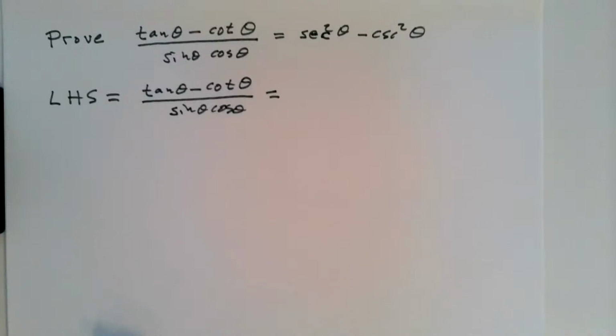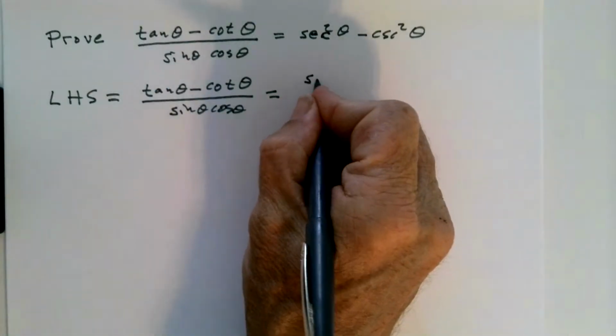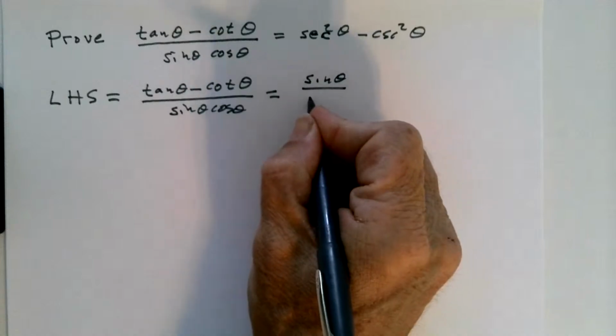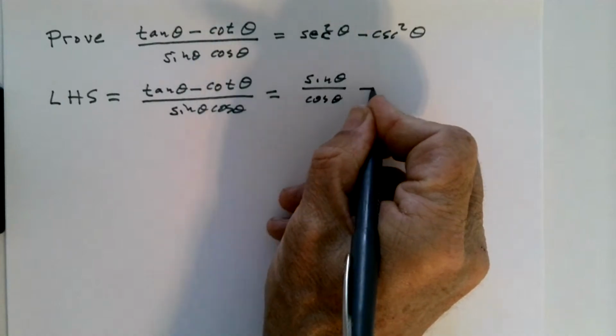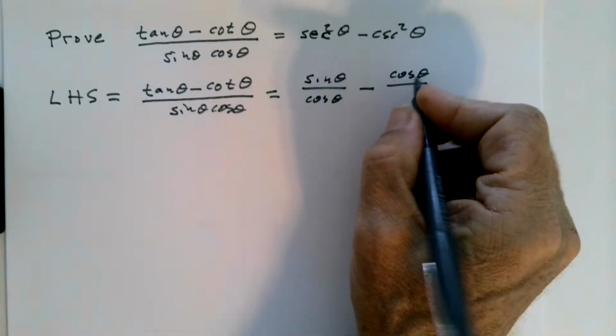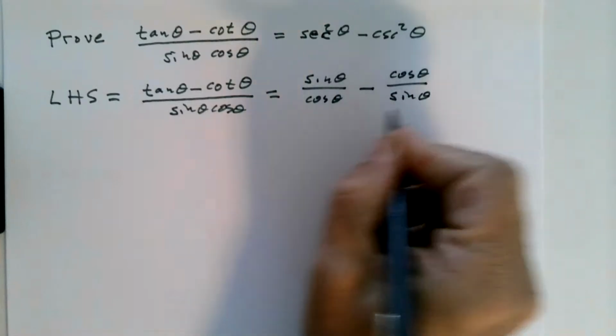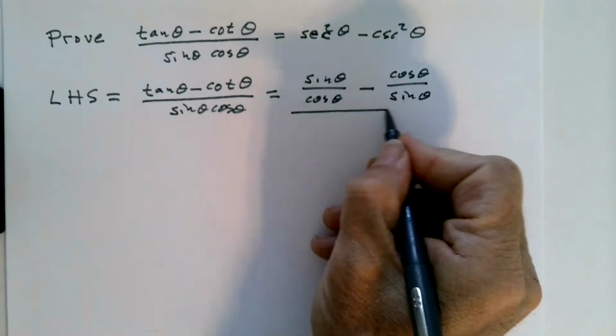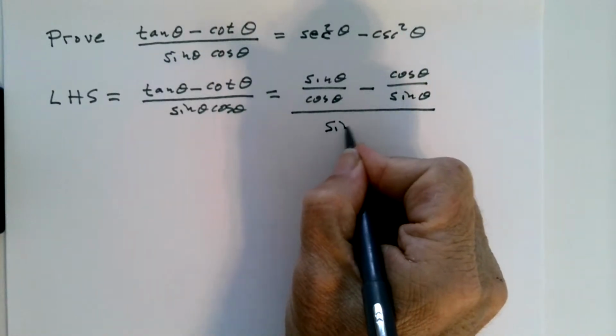What I like to do in this situation is to turn everything into sines and cosines. So I will rewrite this as tangent theta is sine theta over cosine theta, minus cotangent theta is cosine theta over sine theta, all divided by sine theta cos theta.